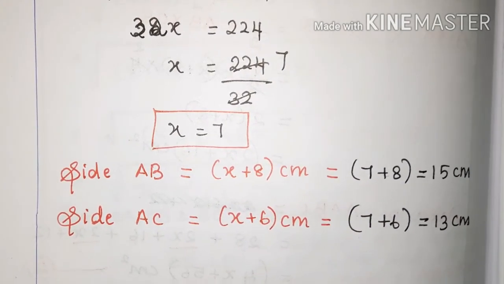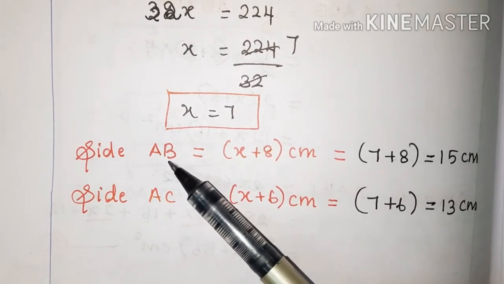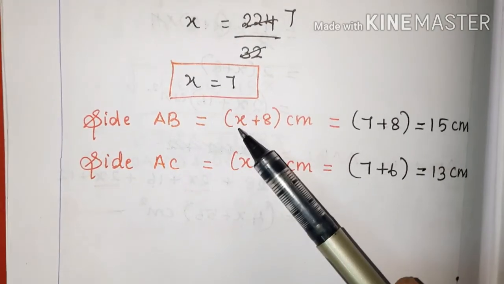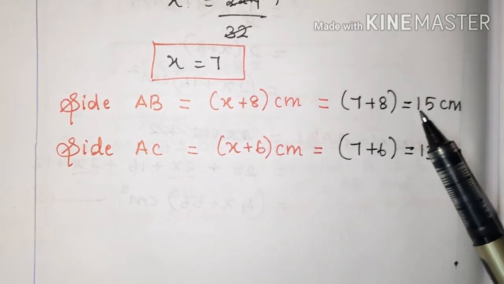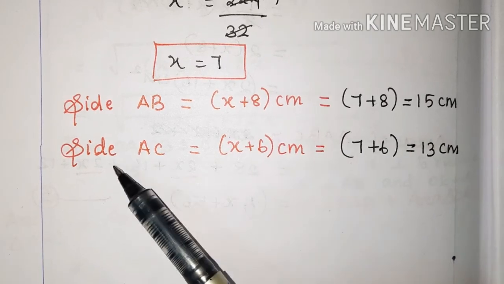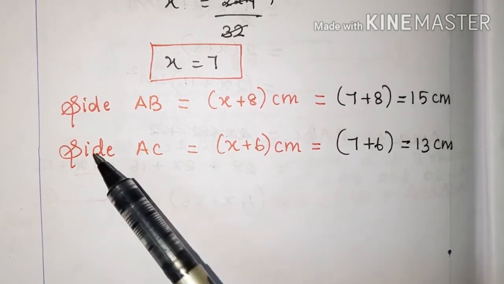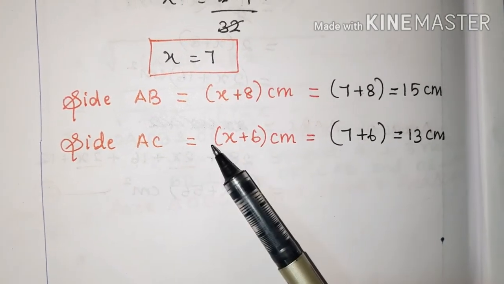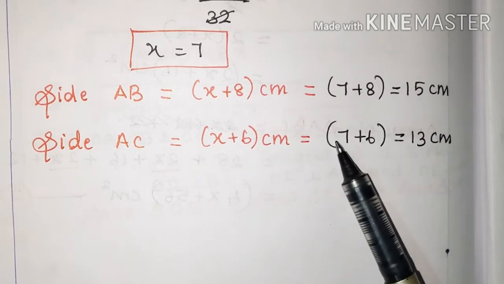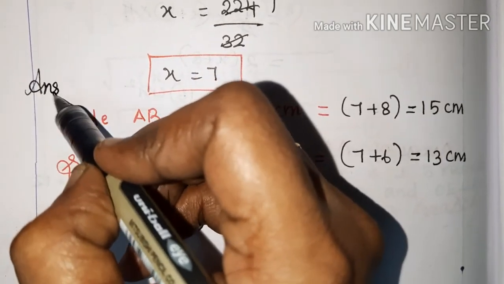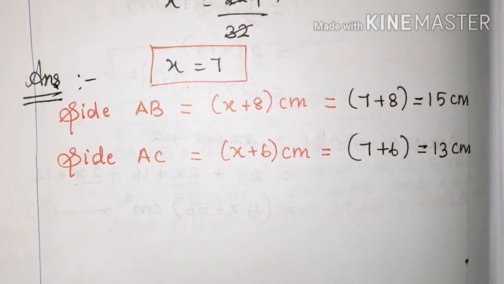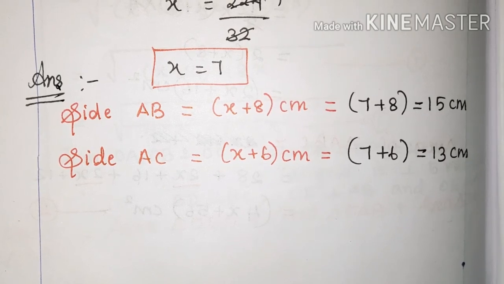So now you can find out the two sides, that is AB and AC. So AB is equal to what? According to the figure, x plus 8 centimeter. So 7 plus 8, it is 15 centimeter. And likewise side AC is equal to x plus 6 centimeter, that is 7 plus 6 is 13 centimeter. So this will be your final answer. Got it, children? So I think you will be clear with today's concept. Okay.